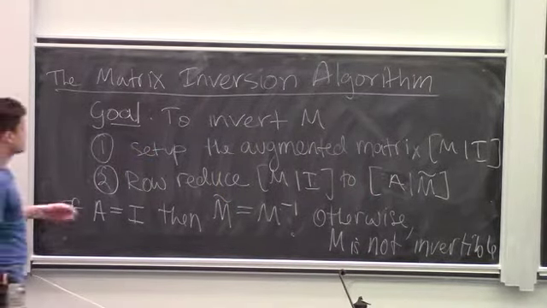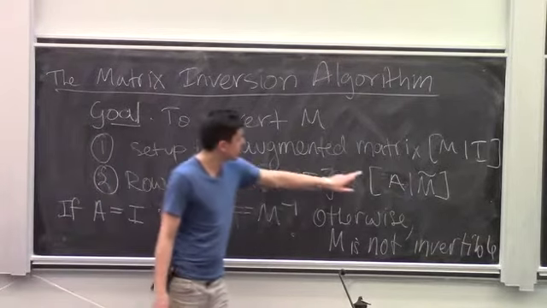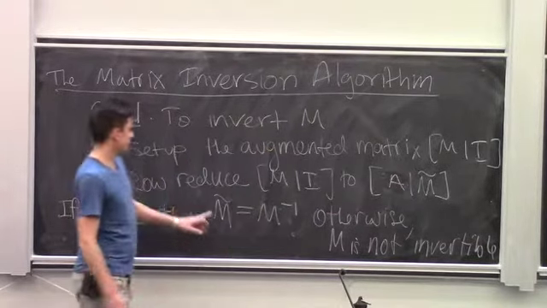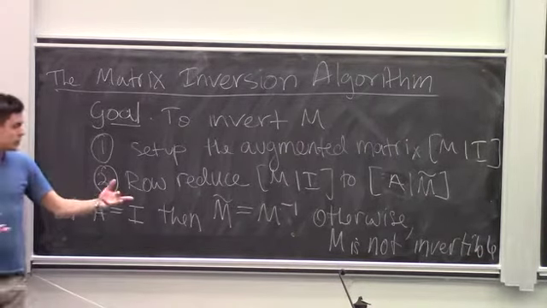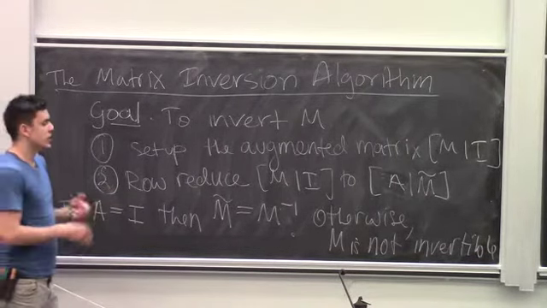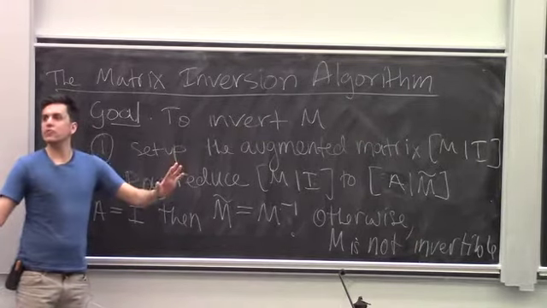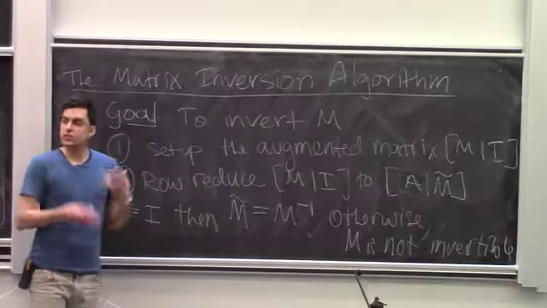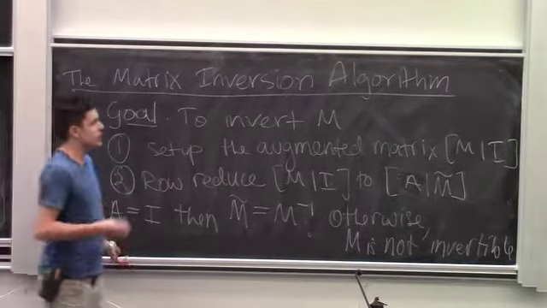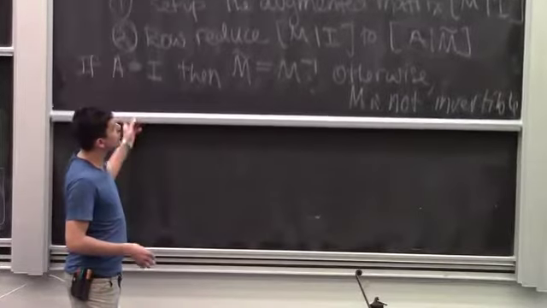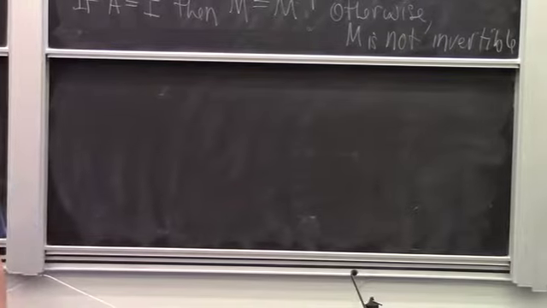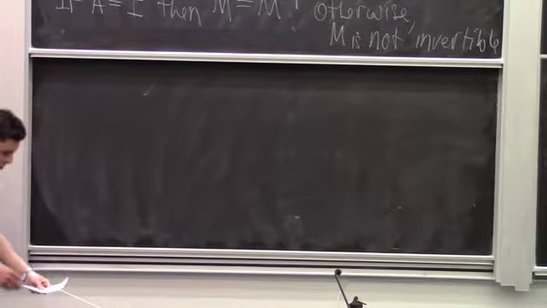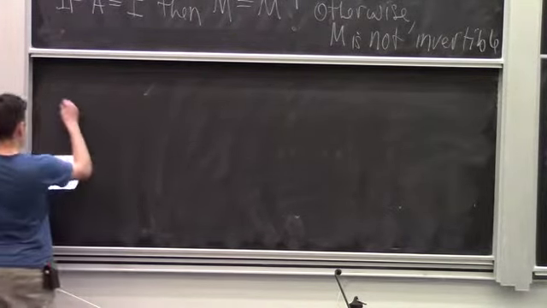So we row reduce until we get to A M twiddle. If we can row reduce until we have the identity, then we're good. We have an inverse. Otherwise, the thing's not invertible. This is a very practical algorithm, assuming you can row reduce. Very good. So let's see that in one particular case.